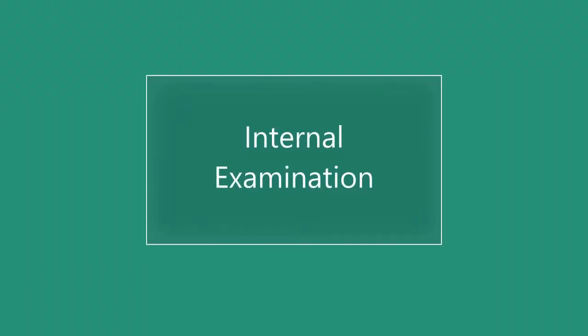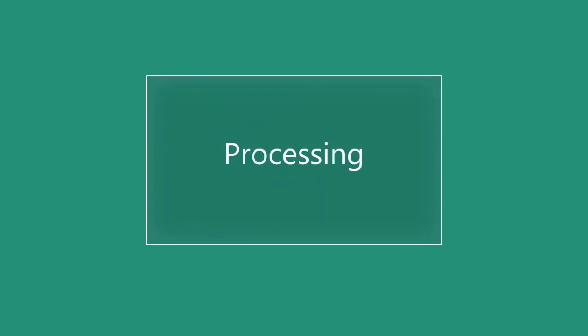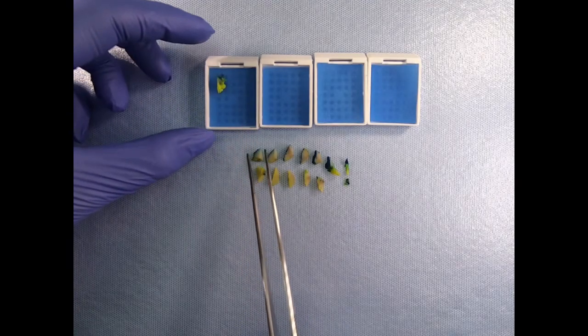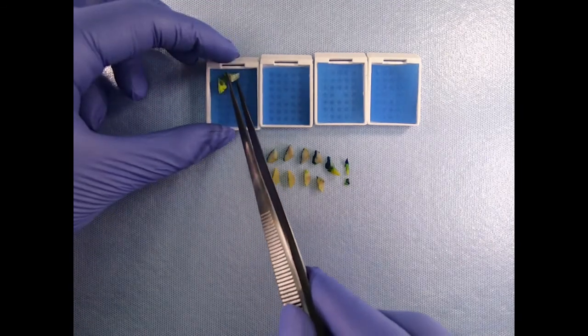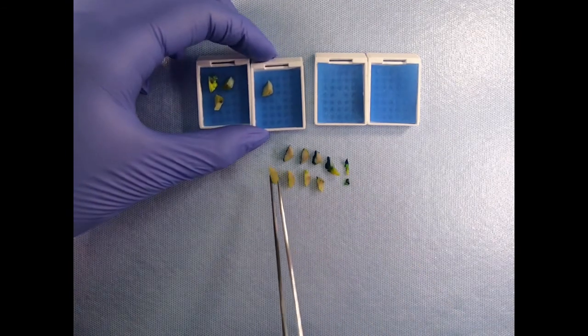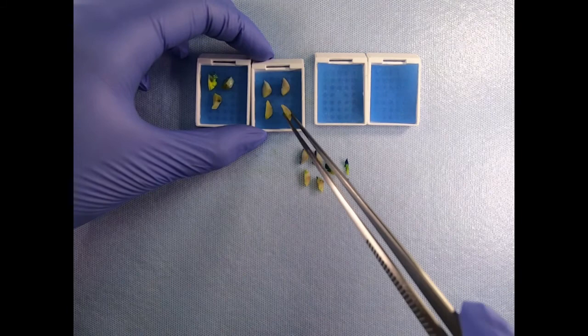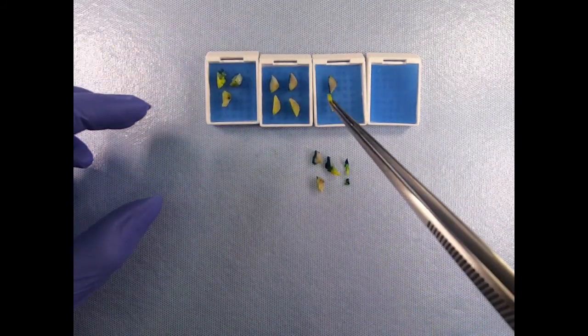Internal examination. If tumor can be identified, describe the lesion, depth, invasion, and distance to the margins. Processing. Submit the entire specimen sequentially, working from one end to the other. If the specimen is oriented, specify the 3 o'clock and 9 o'clock ends. Add the appropriate levels and the specimen is ready for processing.